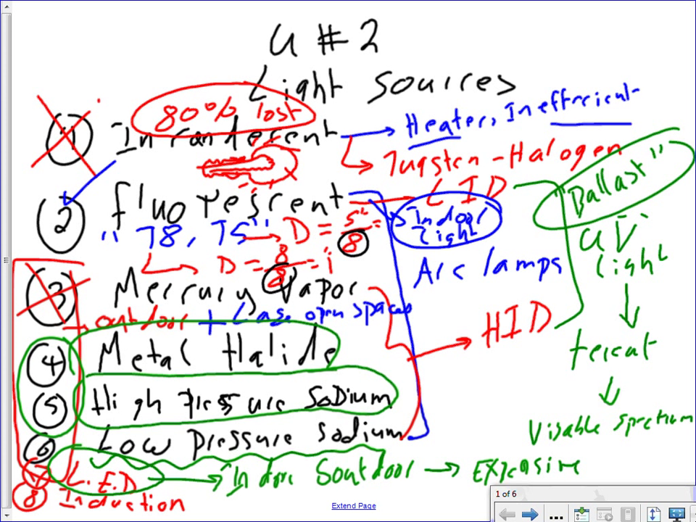Okay, so these are the types of fixtures. Again, LEDs are used now, guys, inside or outside all the time. So do me a favor, go to page 16, will ya? Please go to page 16.